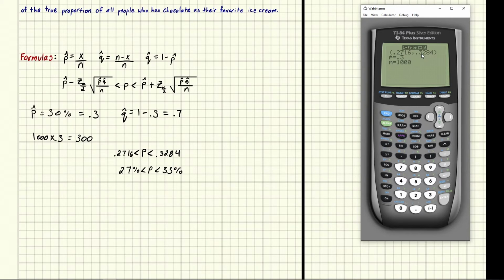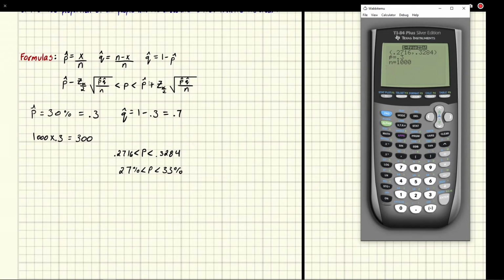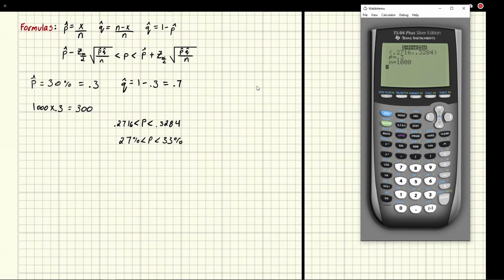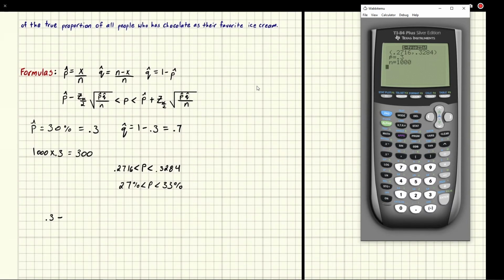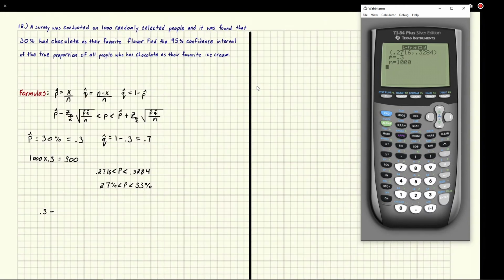So this would be the way you would write your answer, and you could even write out a sentence saying that the true proportion of people who like chocolate is between 27% and 33%. Now, let's go ahead and do this using the formula. In the formula, we've already got p hat, so let's just write that in. So p hat is 0.3 minus, and now we need z of alpha over 2. So our alpha is whatever the confidence interval didn't consume, right?